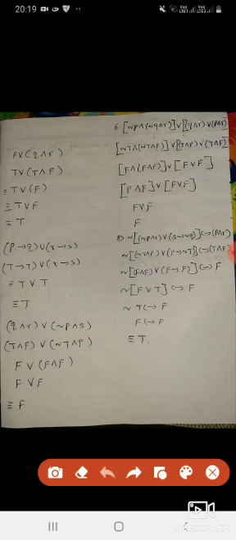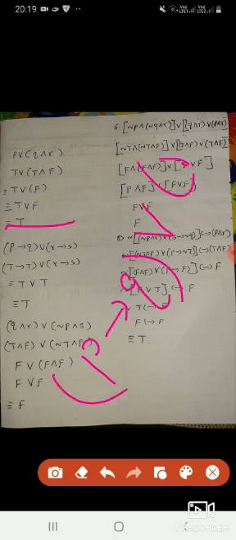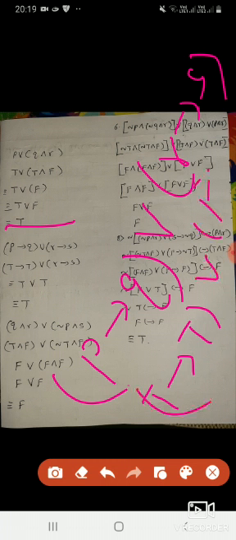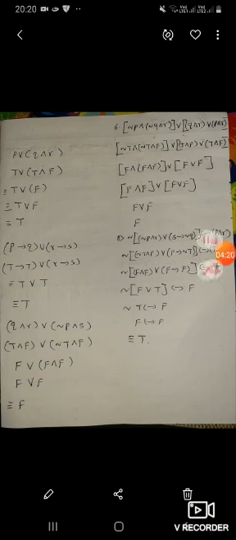Listen, the same way, next sum. P implies Q or R implies S. So P is true. True implies true or false implies false. First I have written this. True implies true is true. Or, R implies S, in the second part you have to write false implies false. False implies false is also true. So true or true is true. The statement is true, we can write.